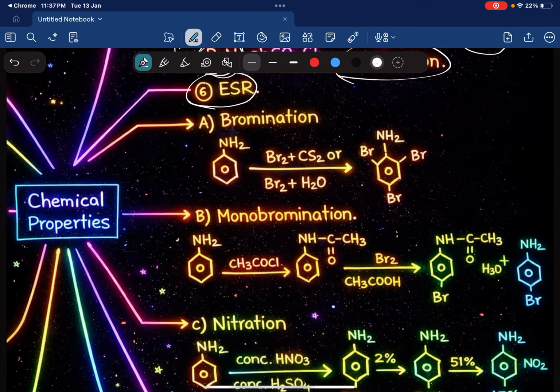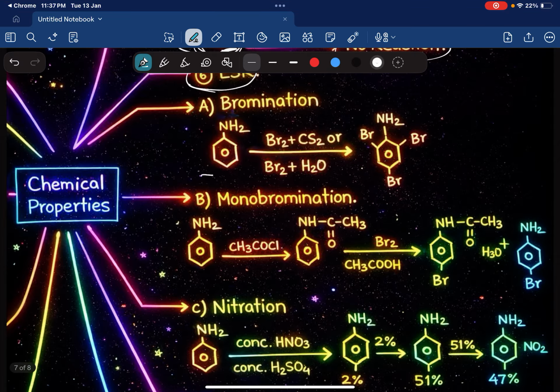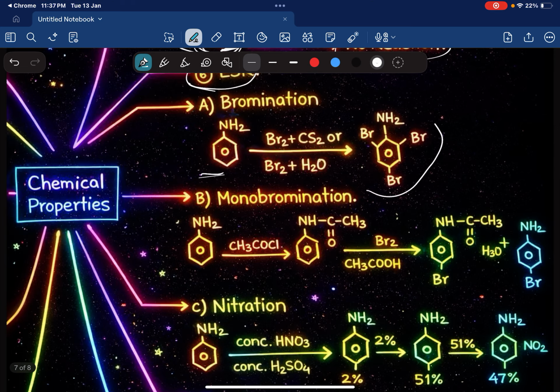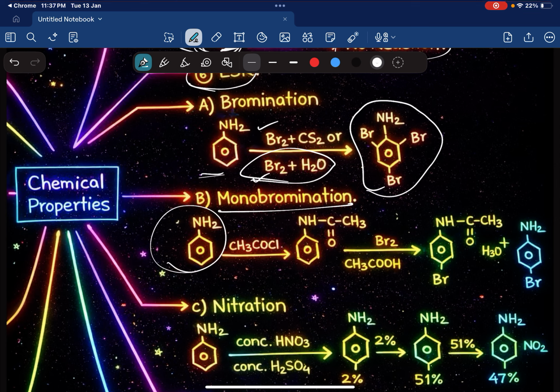Coming to electrophilic aromatic substitution reactions with aniline. Aniline is converted into tribromoaniline in the presence of Br2 water. With Br2 in CS2, basically only para is formed, or ortho and para, but with Br2 and water all three places get Br. So with water, only tribromination happens.